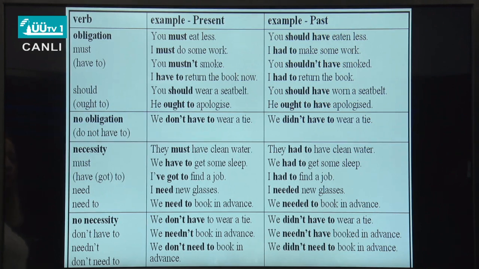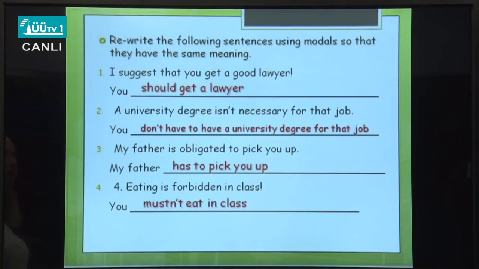And for no necessity, we use don't have to, needn't, and don't need to. Needn't is used for past and don't need to is used for present simple. We don't have to wear a tie. We needn't book in advance, which is reserved here, and we don't need to book in advance, which it is talking about. We don't need to book the ticket of the concert in advance. We can get it at the door.